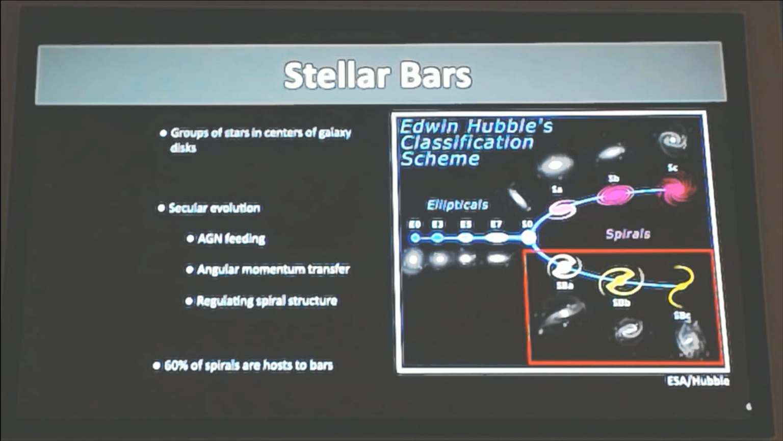Now, bars are very important for secular evolutionary processes. That just means evolutionary processes within the galaxy itself, outside of, say, an interaction or the environment of the galaxy. This could be things like feeding of the active galactic nuclei in the center, the formation and regulation of the spiral arm structure in the galaxy, as well as angular momentum transfer between the disk and the dark matter halo itself. So characterizing these bars is a very important tool for us for understanding the evolution of galaxies as a whole.